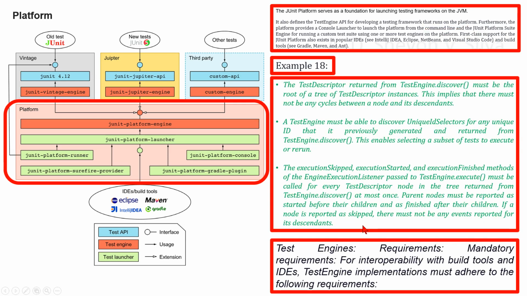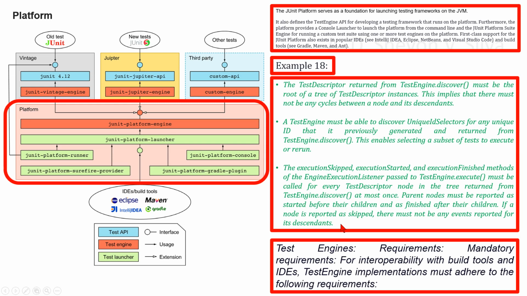Now we are considering mandatory requirements in test engines for interoperability with build tools and IDEs. The test engine implementations must adhere to the following requirements. The test descriptor returned from a TestEngine.discover method must be the root of a tree of TestDescriptor instances. This implies that there must not be any cycles between a node and its descendants. A test engine must be able to resolve unique ID selectors for any unique ID that it previously generated and returned from TestEngine.discover. That enables selecting a subset of tests to execute and/or rerun.